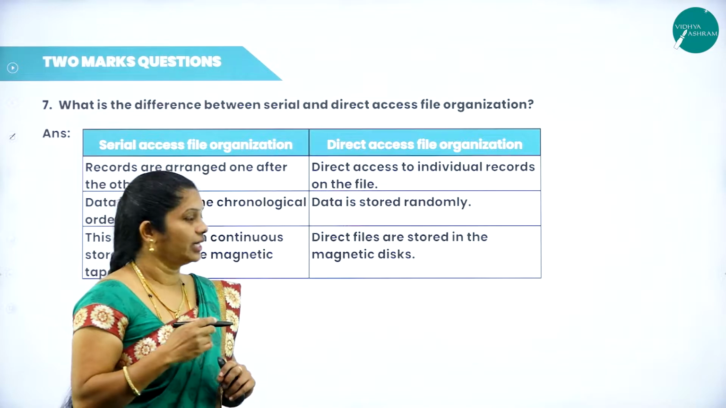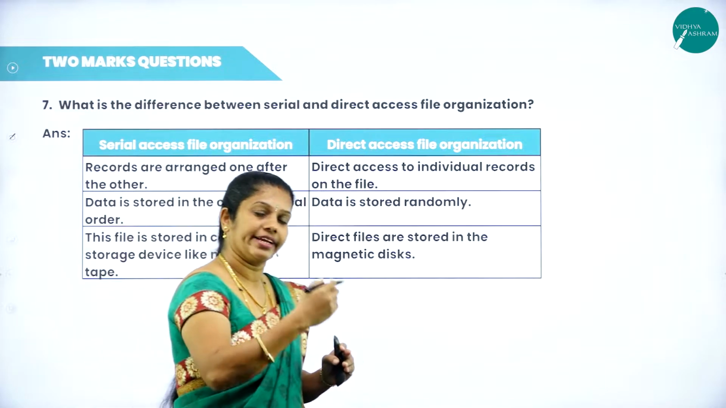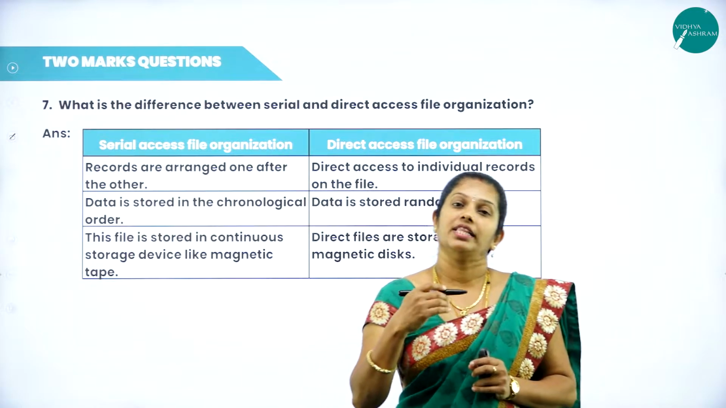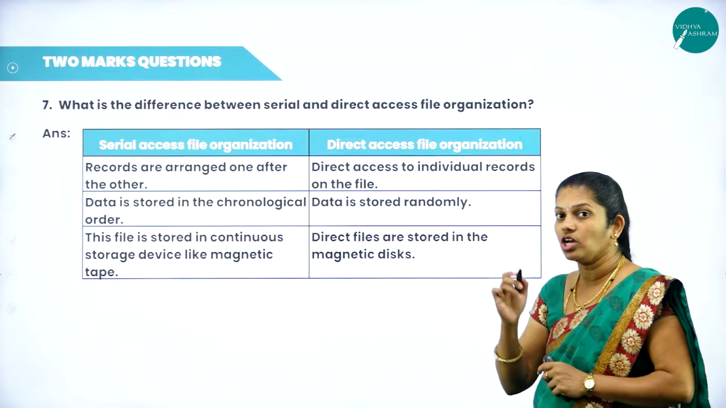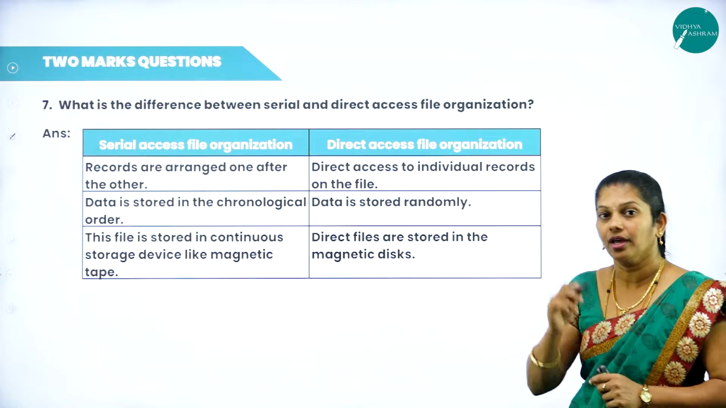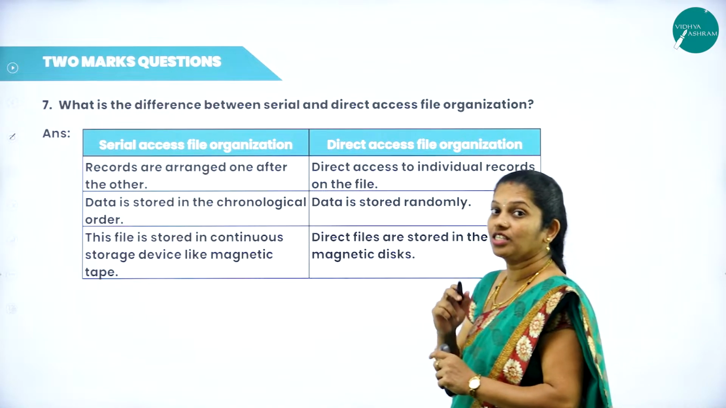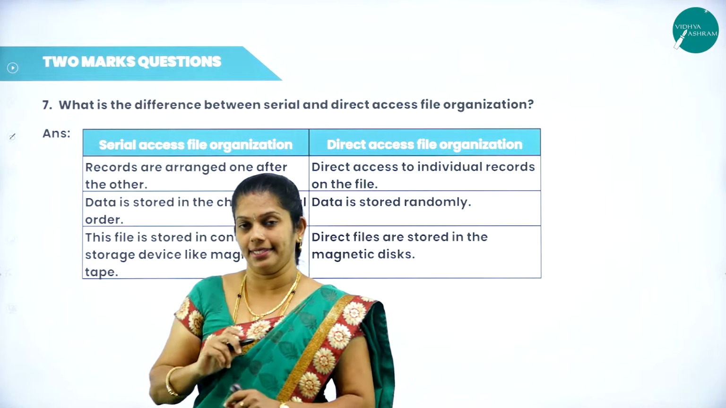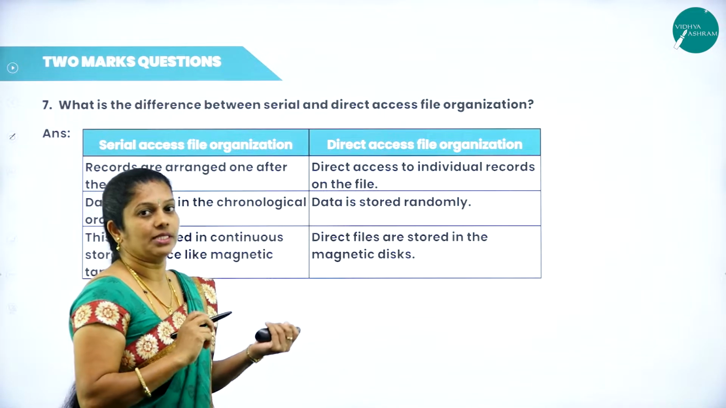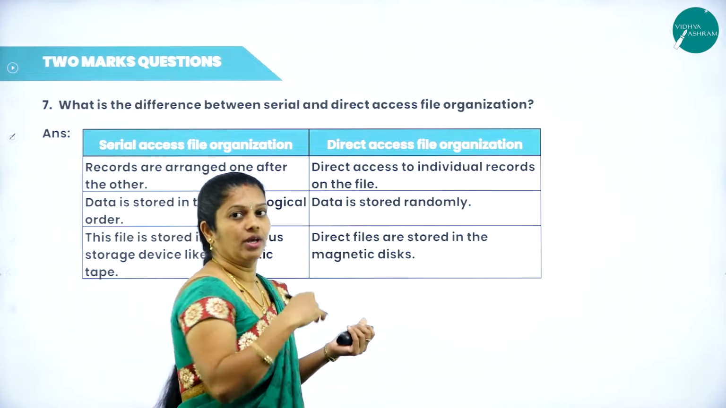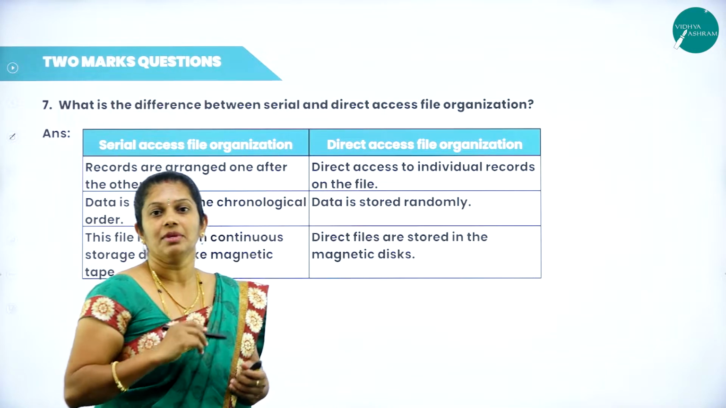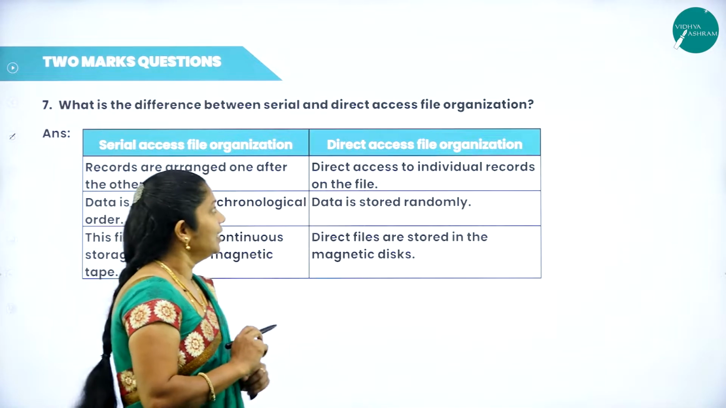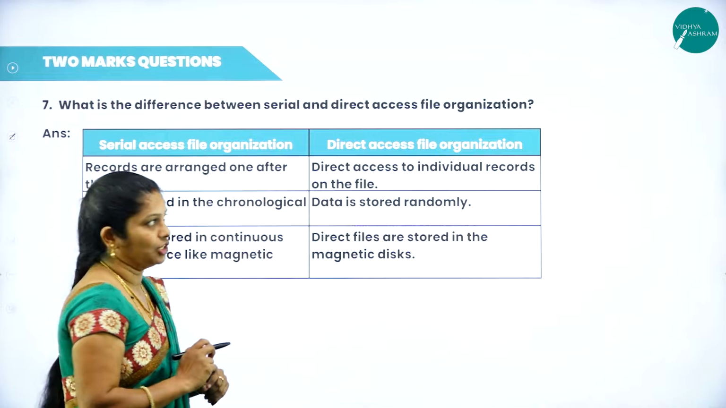Whereas in direct file organization, wherever I want, I can insert a record, and whichever record I want, I can access directly and process it. But cost-wise it is more, because we require a direct access storage device. That's why the cost is more in direct file organization. In serial, the time consumption is more, whereas in direct, the time consumption is very less. This is the major difference between serial and direct access file organization.